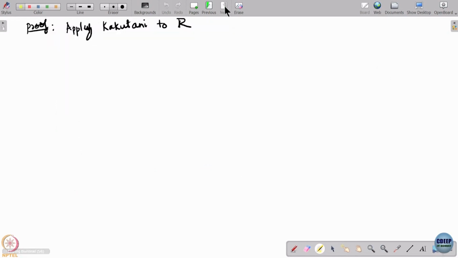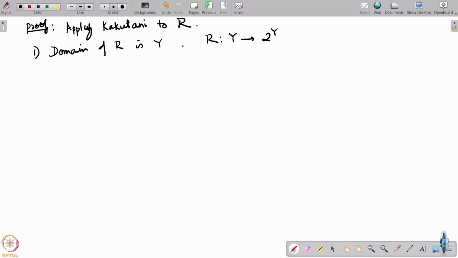Alright. So, firstly, what is the domain of R? The domain of R, remember, is Y. So, R maps Y to subsets of itself, and so R is in fact a mapping from a set to subsets of itself. But is this domain closed, convex and bounded?